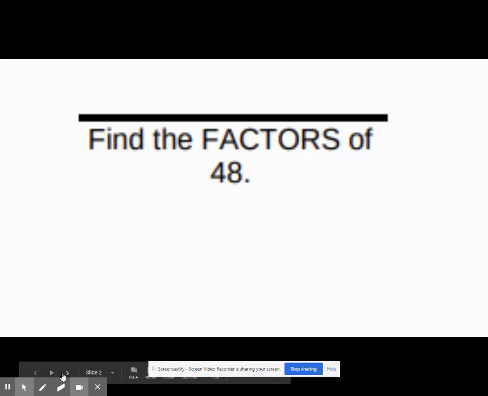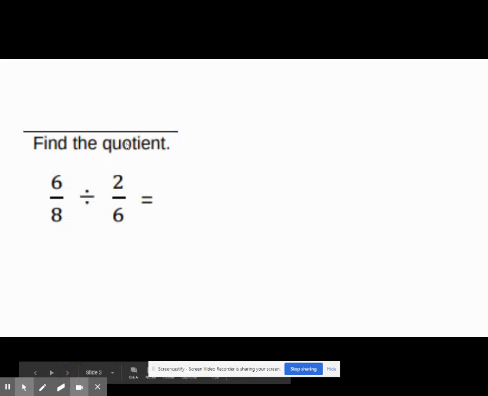All right, next one. Find the quotient. You've got two fractions here that you're dividing. So 6/8 divided by 2/6. Go ahead and give that a try. Choose your answer from the ones on the side, and we'll check it here in just a moment.